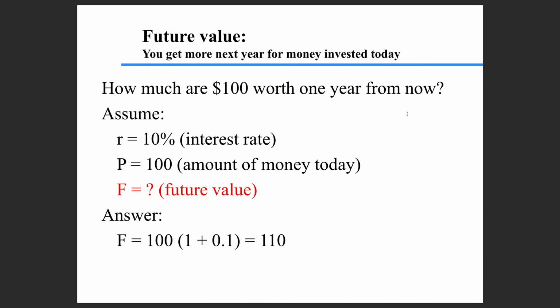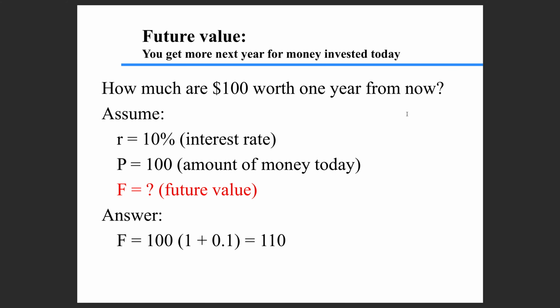So how much would $100 be worth 1 year from now? Suppose that we are able to earn an interest rate of 10% per period. We denote by P, $100. P stands for present value. This is the amount of money we have today. The question we are asking: how much money can we create out of this $100 today, given that we can earn 10% interest rate in the future?